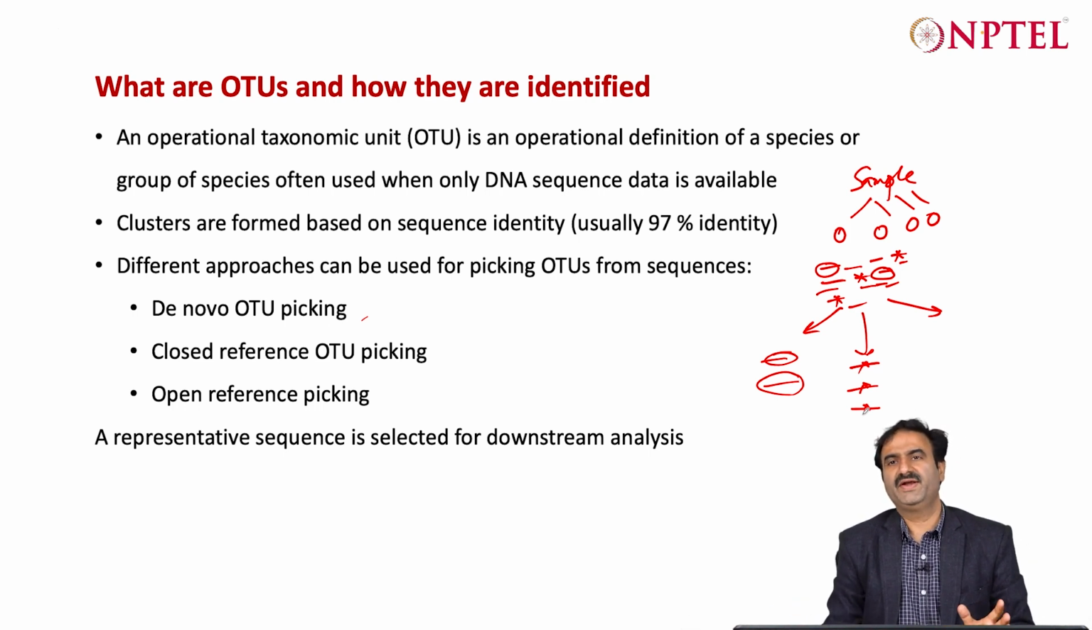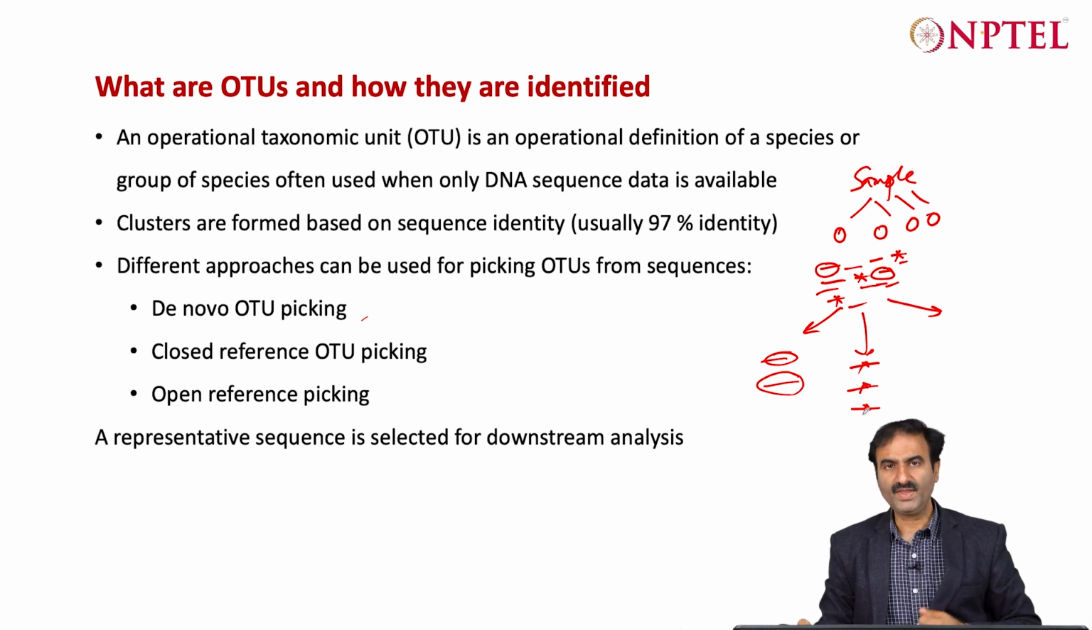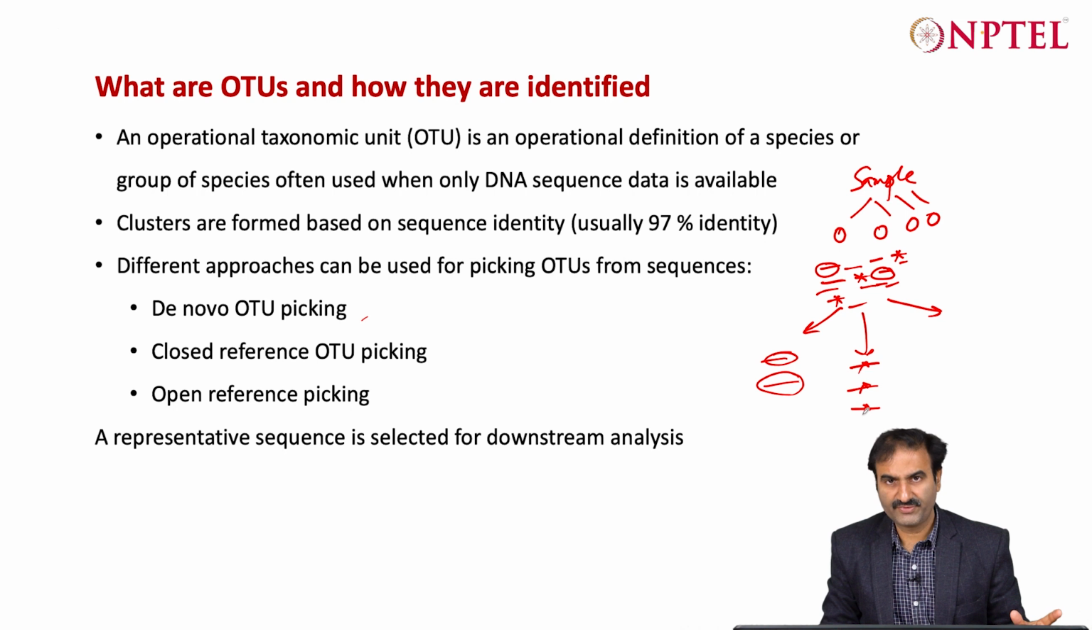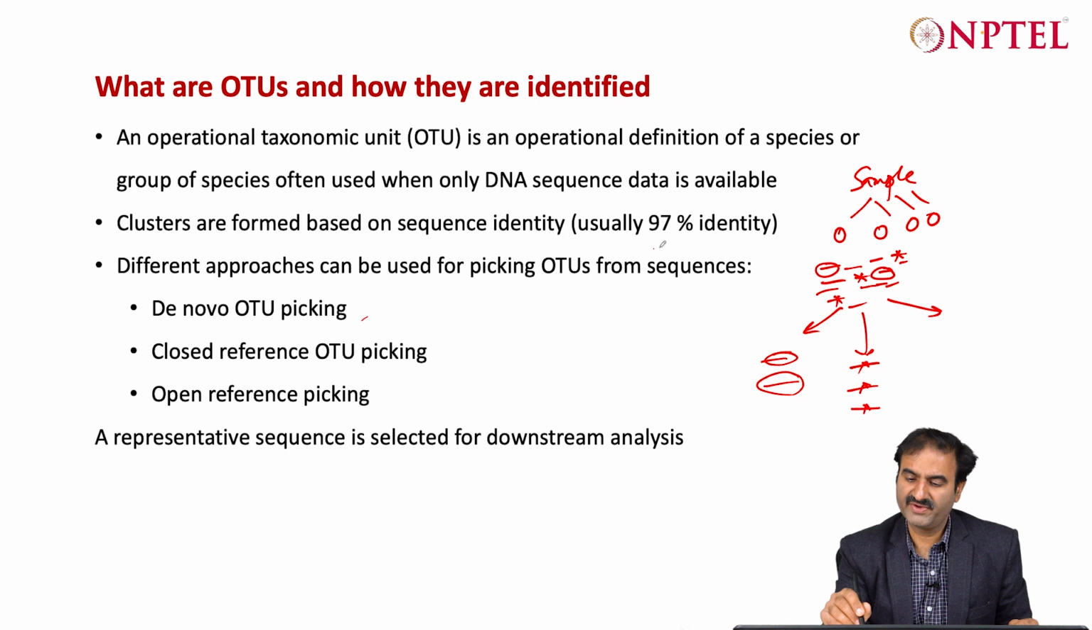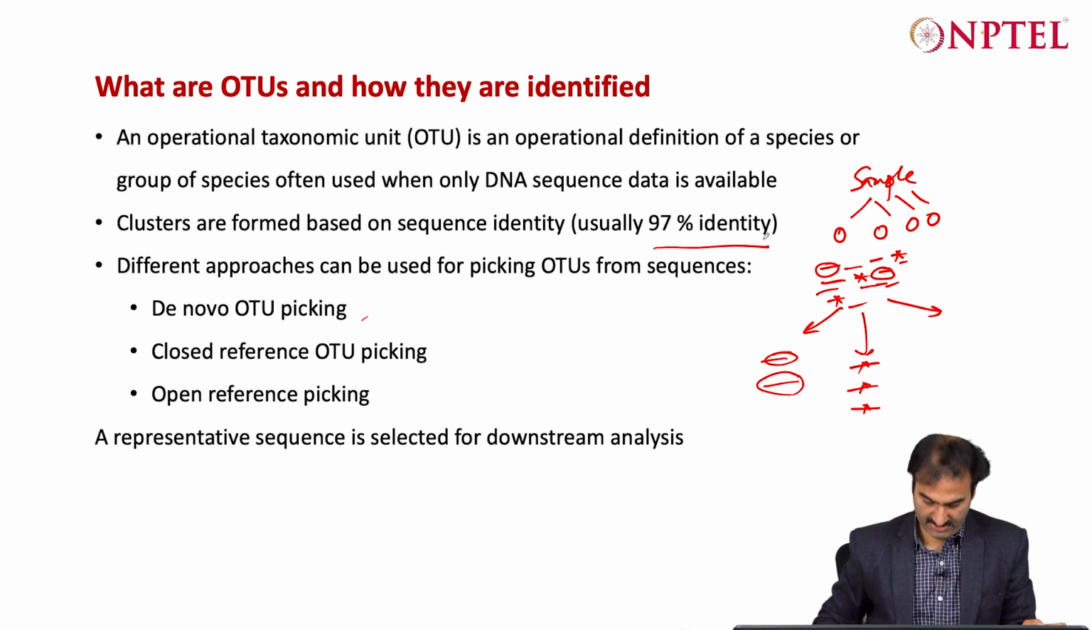So these are operational taxonomic units, meaning that they should be coming from the same taxonomic group. It could be a genus or a species or a family, because they show a high level of sequence similarity. Generally, 97% identity is the criterion that we use for clustering these sequences.